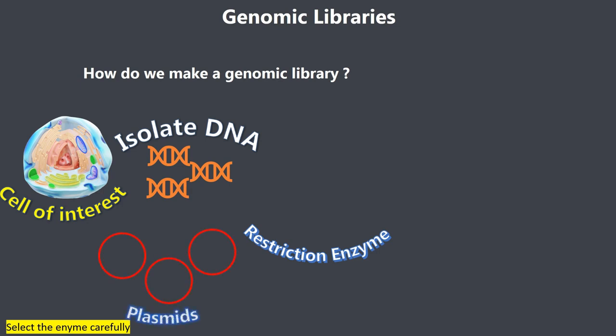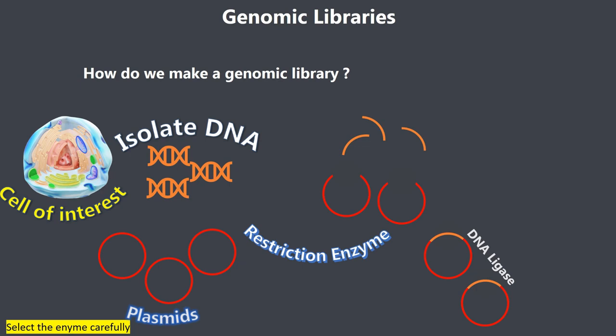A plasmid is a very standard and easy way to get foreign DNA into bacteria. But one thing that is important to notice here is that we have to select the restriction enzyme very carefully. So in this case, we are going to cut up our DNA and the plasmid with the restriction enzyme. Once we have cut up the DNA and plasmid, we need to ligate them together using DNA ligase.